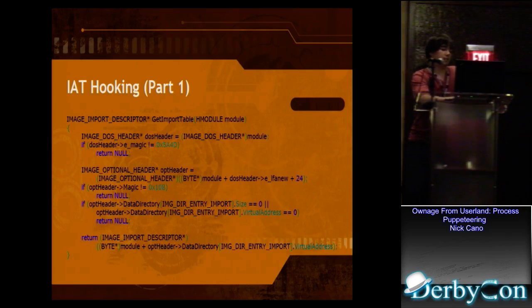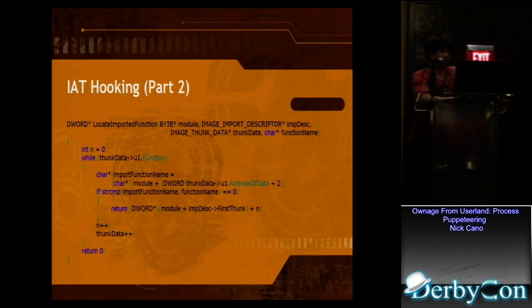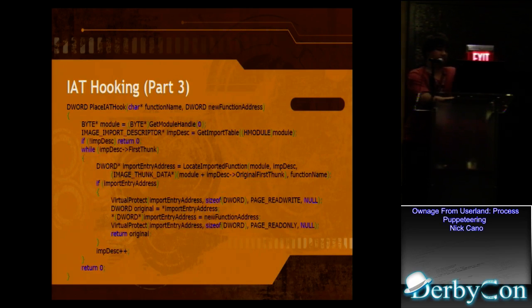If it has an import table, we return that import table, and then we can go through the thunks in that import table, which we'll see in 2 slides. For each thunk, which is each DLL, we loop through all the functions imported from that DLL, and if we find the one we're looking for, we return the address that stores the call address of the function. And then that's all tied together right here.